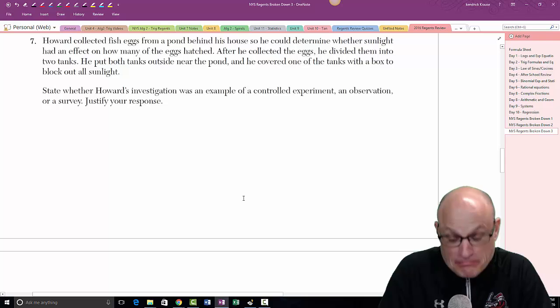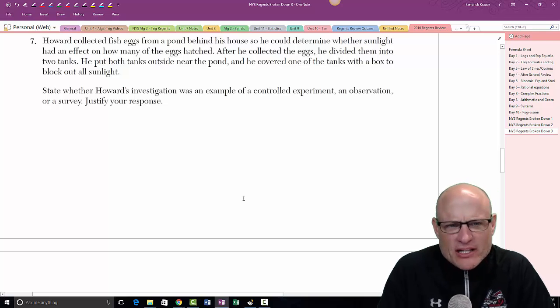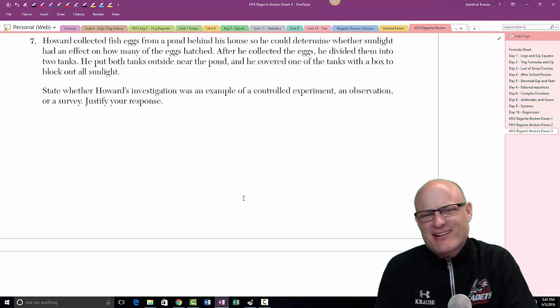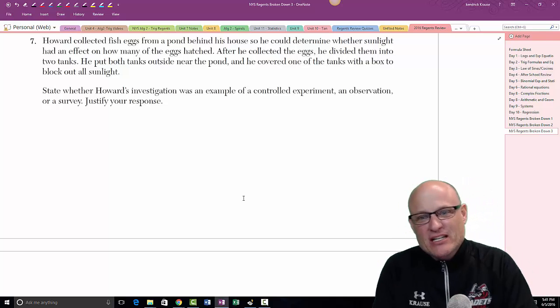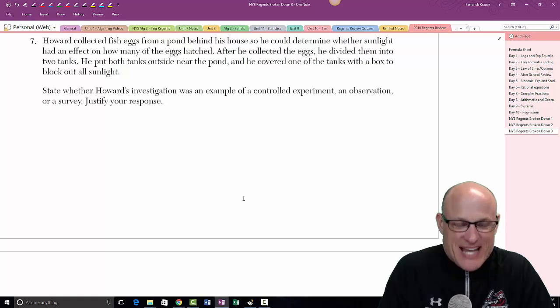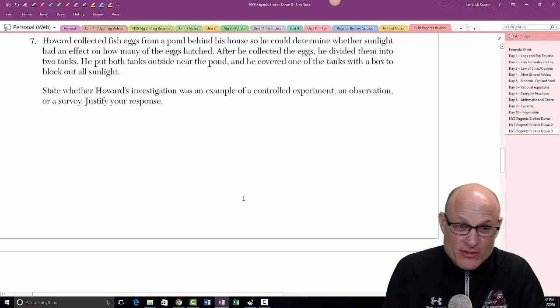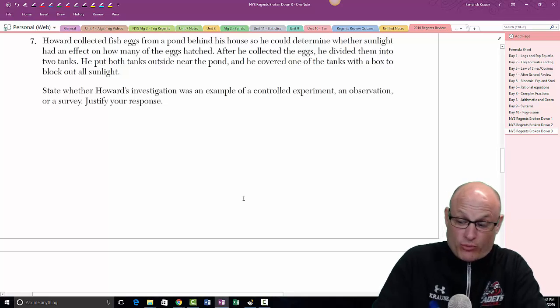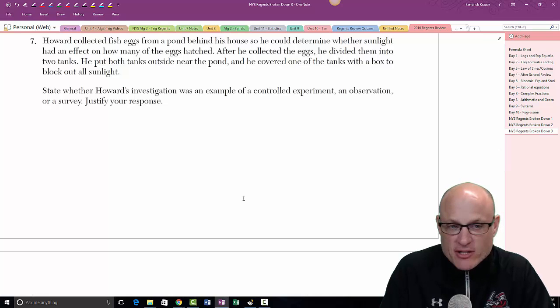They love my singing. Anyway, Howard collected fish eggs from a pond behind his house so he could determine whether sunlight had an effect on how many eggs hatched. After he collected the eggs, he divided them up into 2 tanks. Now, it should have said he randomly divided them up into 2 tanks, but if you're dividing eggs, how else could it be? They all look the same, so who cares? Pretty much random. But he should have said random.